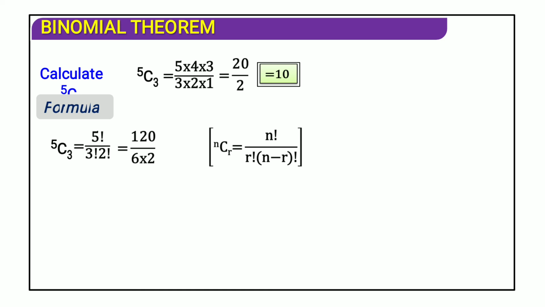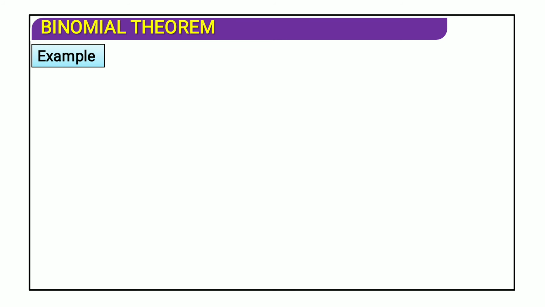We will multiply till 1. And 3 factorial is 6, 2 factorial is 2. We'll get the answer 10. This is happening just because of one thing, that is the formula of n factorial. Hope you got this. It's quite easy. Then example number 1 for you.